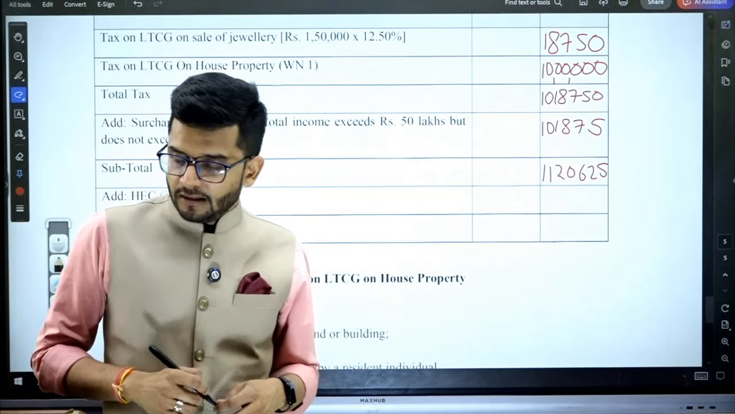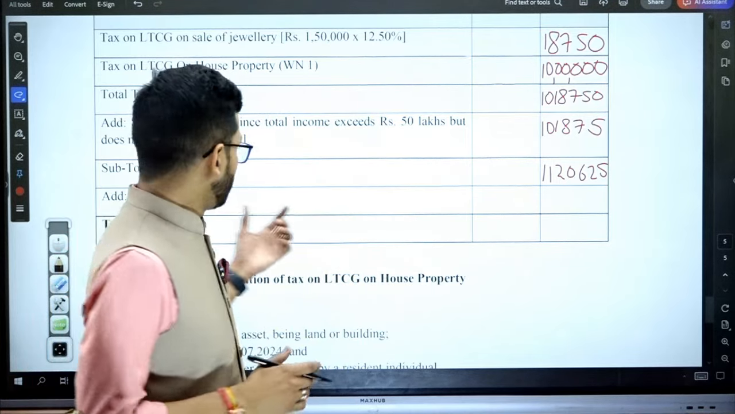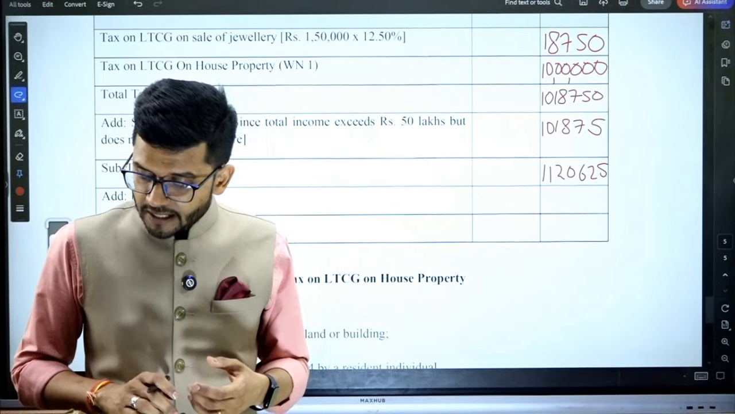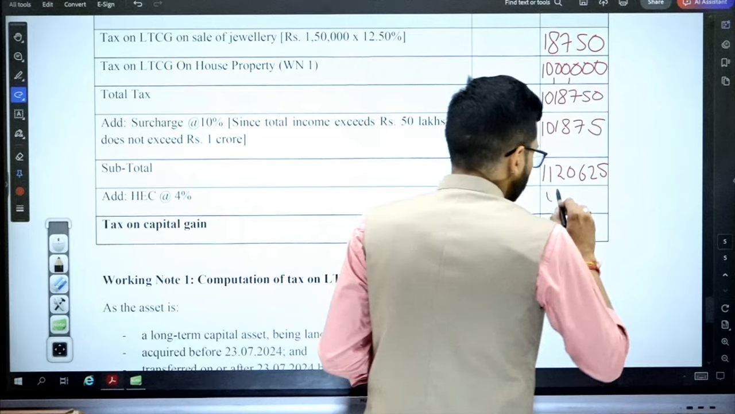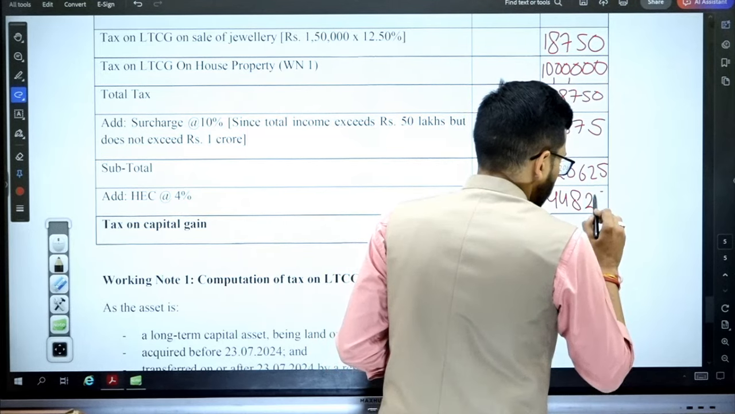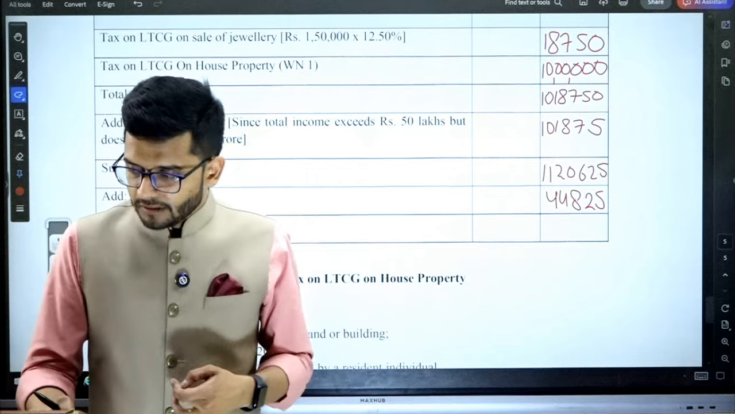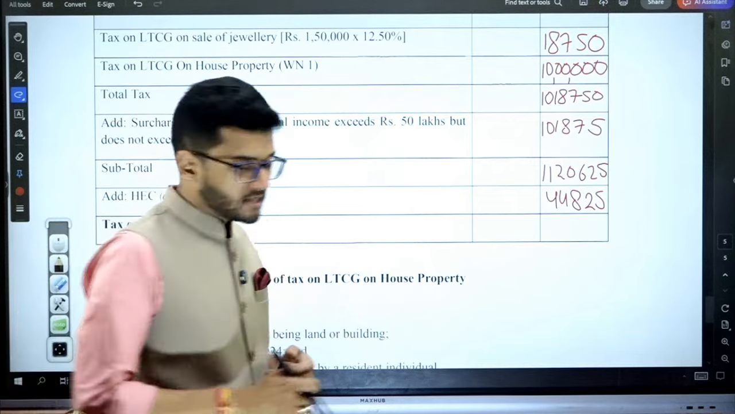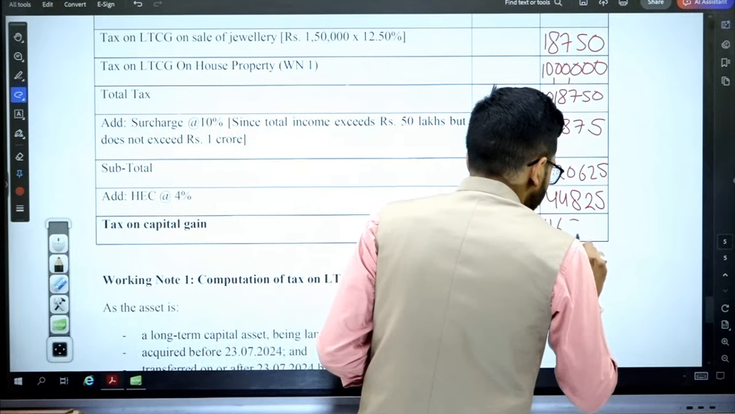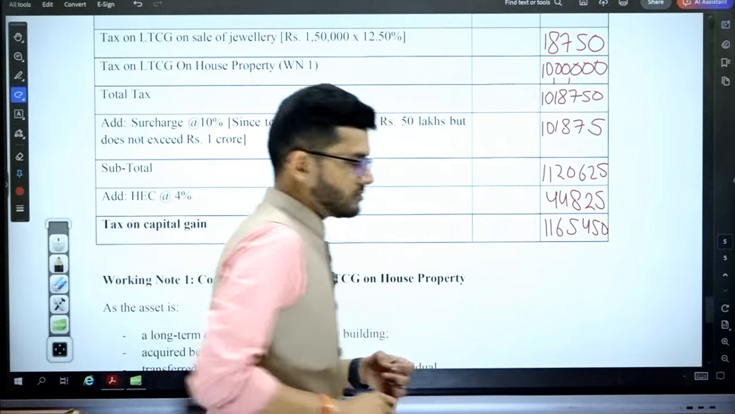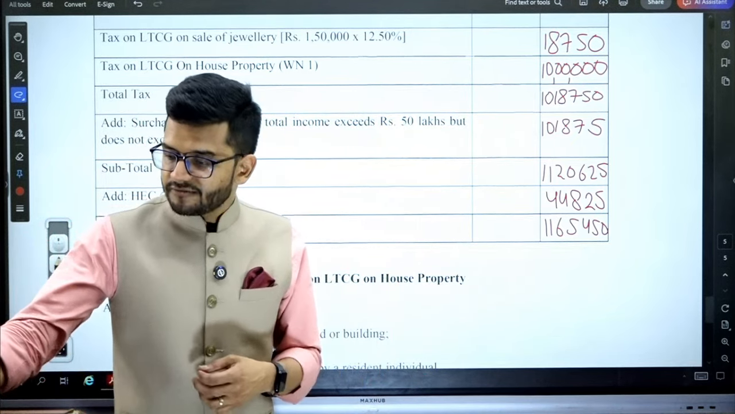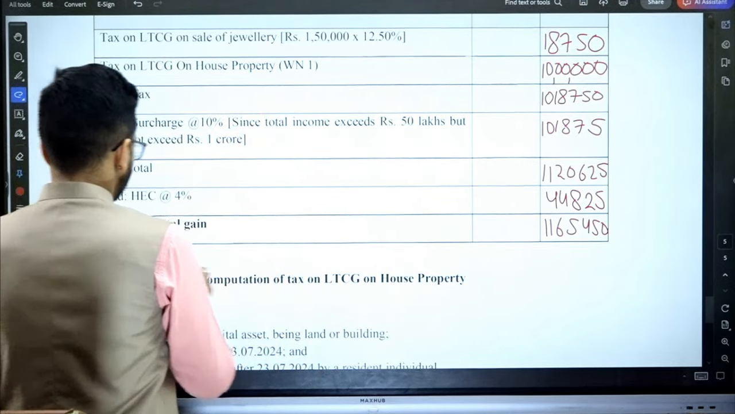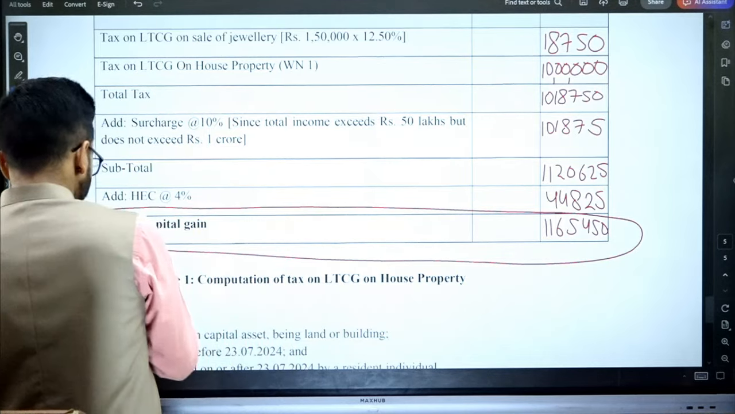1120625 will be the tax including surcharge, and of course the cess will also be applied to it, 4%, which is 44,825. That is the amount of cess, and the total tax is 1165450. This is the total tax which is being computed.